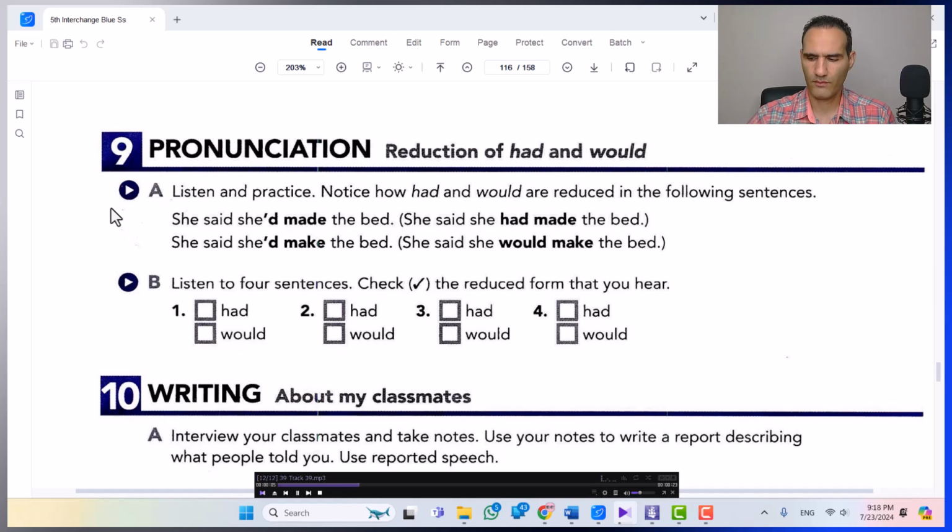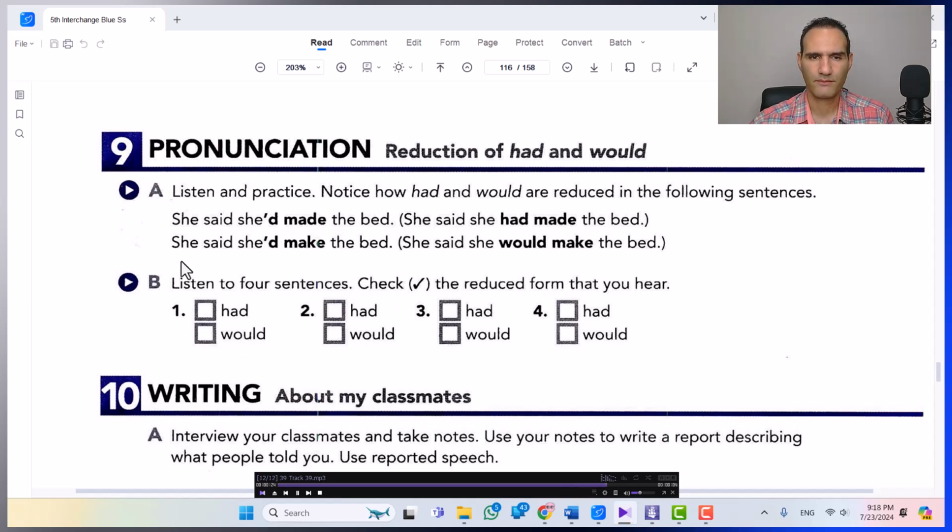Pronunciation. Reduction of had and would. Part A. Listen and practice. Notice how had and would are reduced in the following sentences. She said she'd made the bed. So here, this is had. Why? Because had is followed by a past participle. Would is followed by the simple form of the verb.